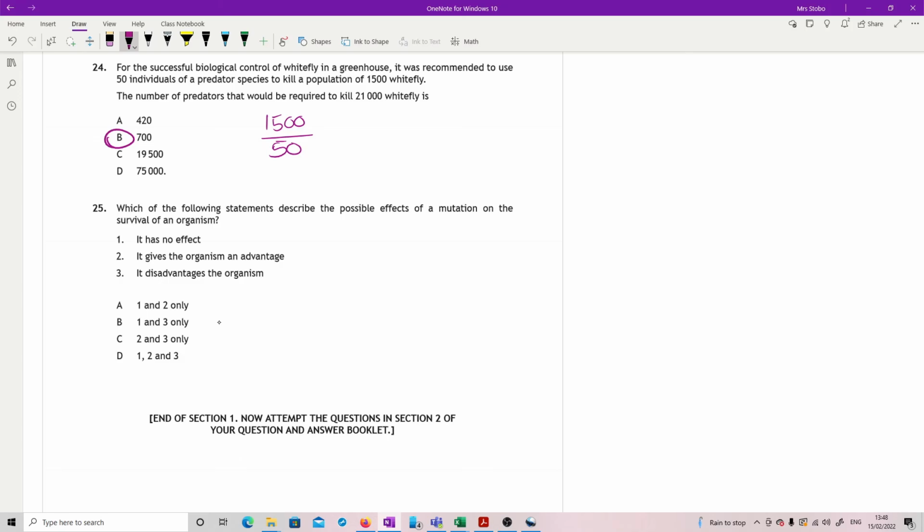Last question in the section. Which of the following statements describes the possible effects of a mutation on the survival of an organism? Okay, so you should know that a mutation can be either advantageous or disadvantageous. So advantageous, disadvantageous, or it might just do nothing at all. So all three. And that's the section.